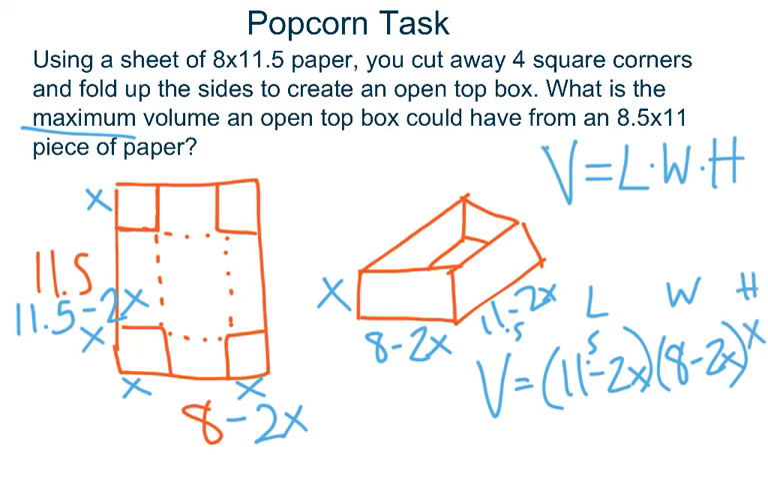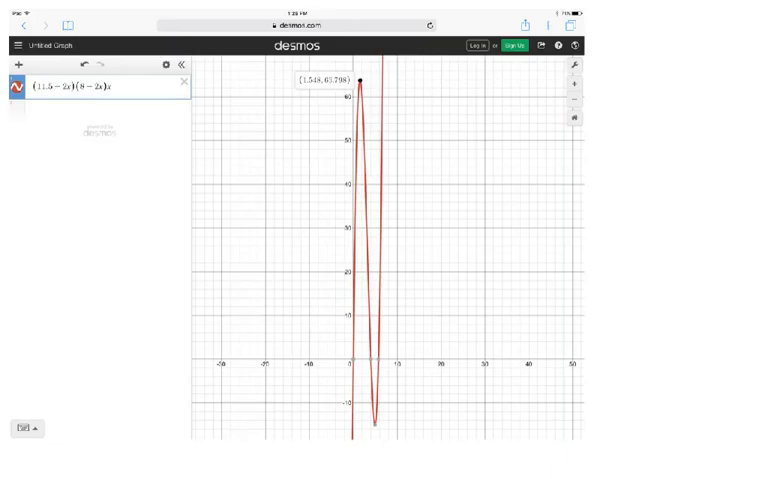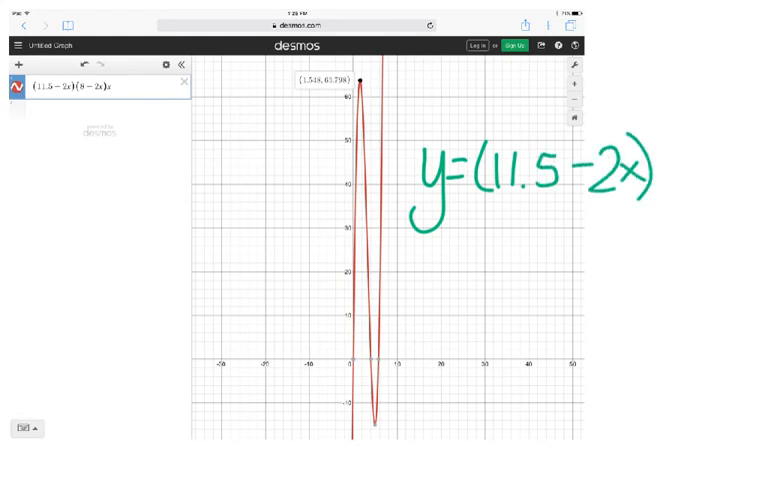So what I want you to do is graph this function, all of it, in Desmos right now. And then we're going to look at it together. So graph it in Desmos, draw your little picture, screenshot it, whatever you got to do. Okay, so your picture should be like this. I had to zoom out a little bit just to see it. So let's think about what we wrote. So we had 11.5 minus 2x. 8 minus 2x. And then times x. So that was our length, our width, and our height.